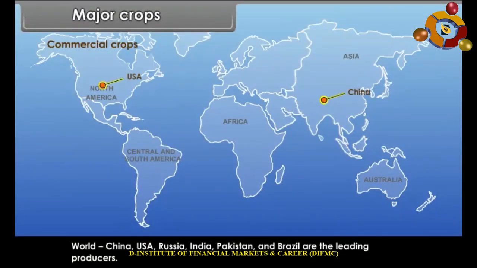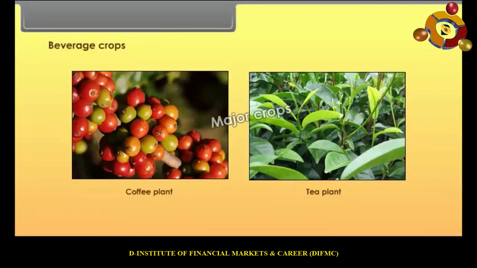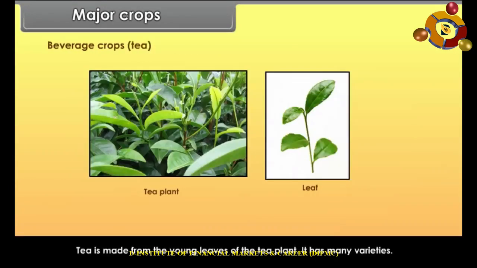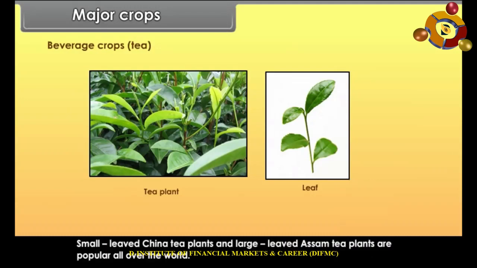China, USA, Russia, India, Pakistan and Brazil are the leading producers. Beverage crops. Beverage crops include tea and coffee. Tea. Tea is made from the young leaves of the tea plant. It has many varieties. Small-leaved China tea plants and large-leaved Assam tea plants are popular all over the world.